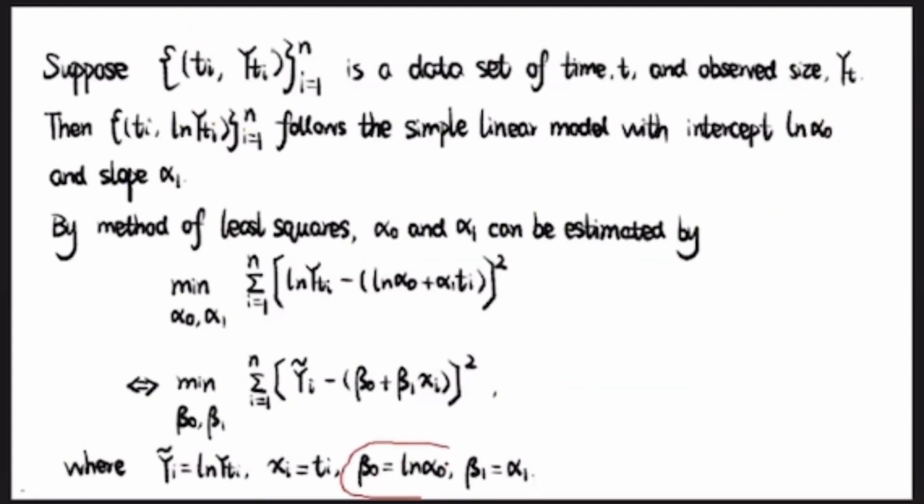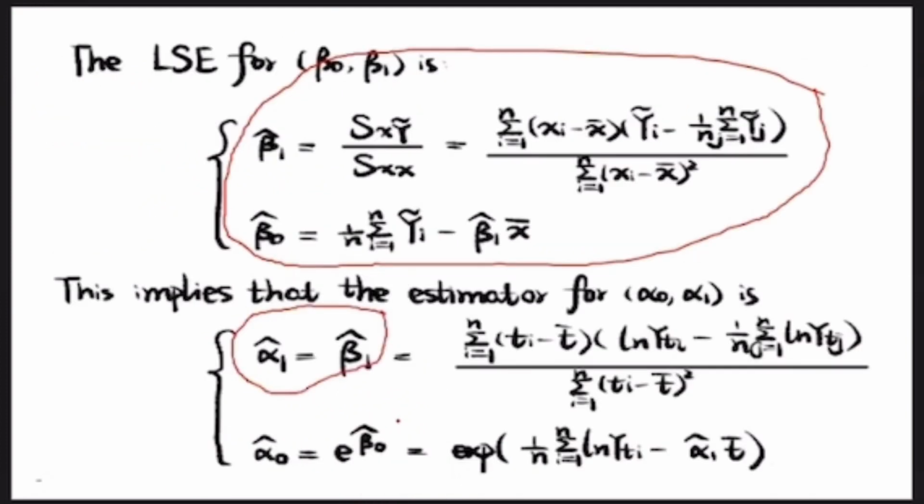if beta naught equals ln of alpha naught, what is alpha naught? Alpha naught is going to be exponential raised to power beta naught, mathematically. Take a look at that. And that was why here we say alpha naught is going to be exponential raised to power beta naught. Alpha 1 cap remains as the beta 1 cap.